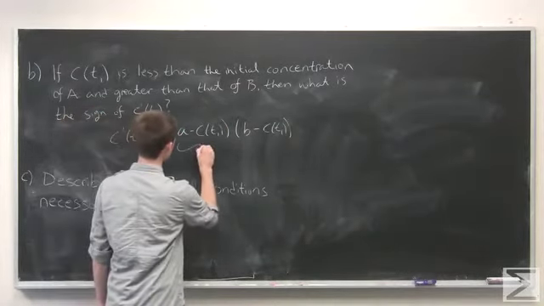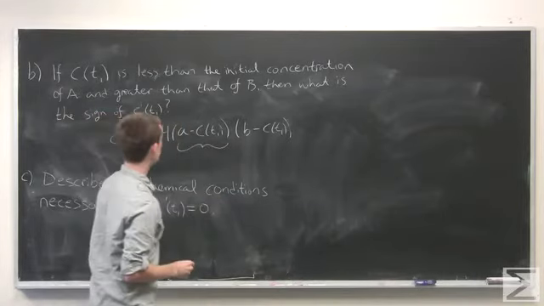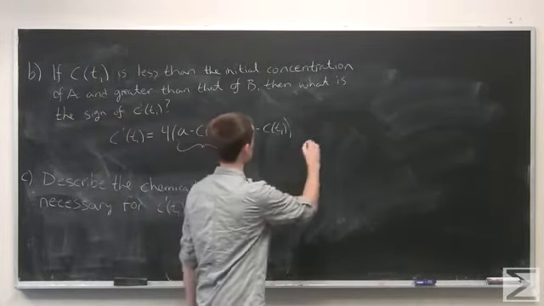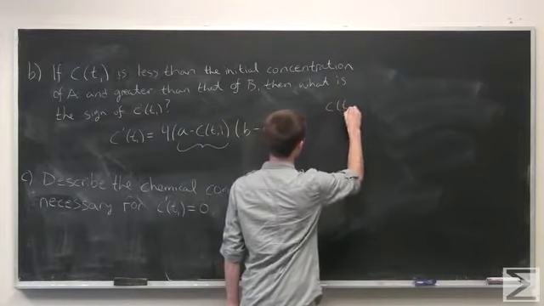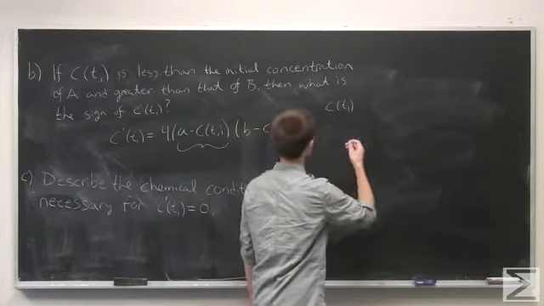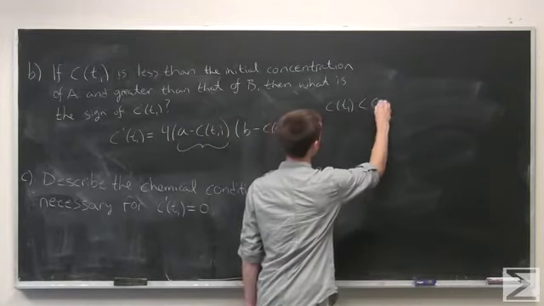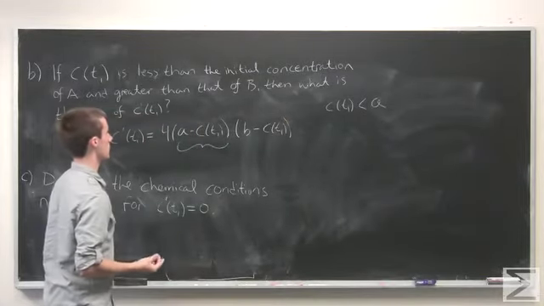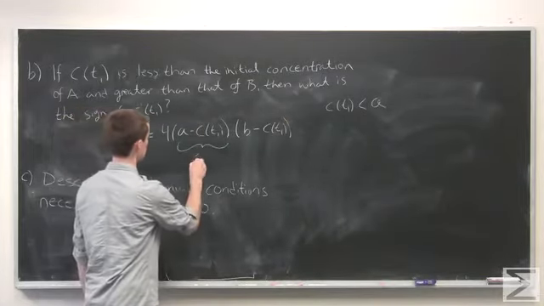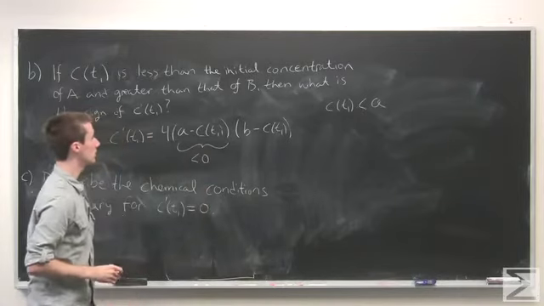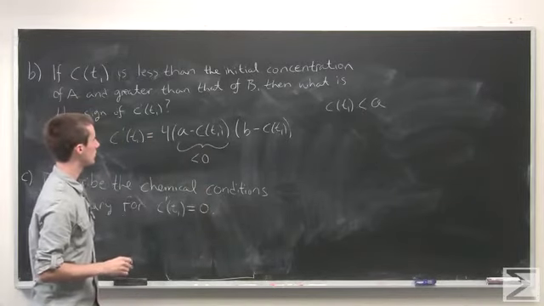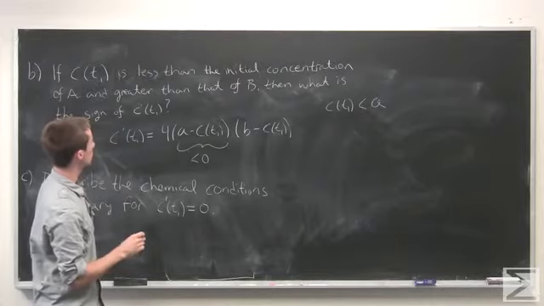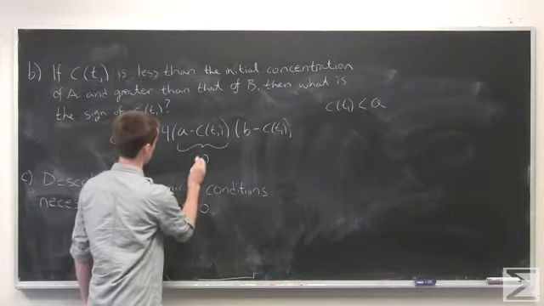Now let's look at this one right here. We know that C of T1 is less than the initial concentration of A. So we know that C of T1 is less than A, which means that this whole thing is going to be, excuse me, greater than 0.